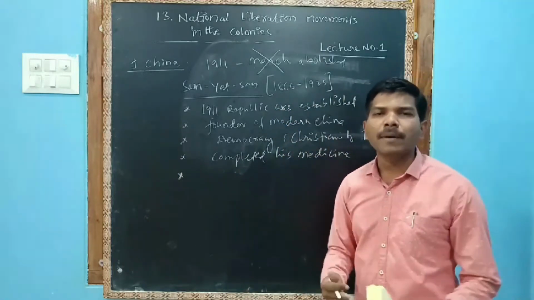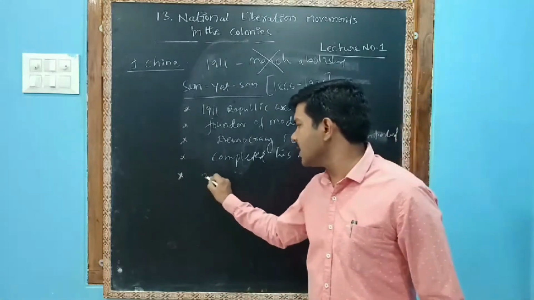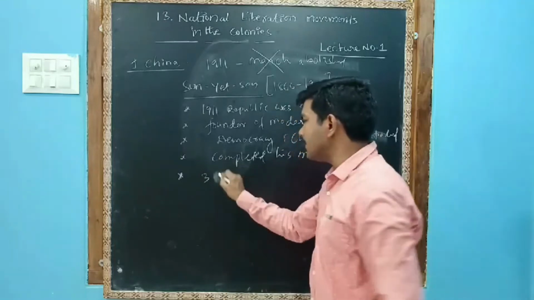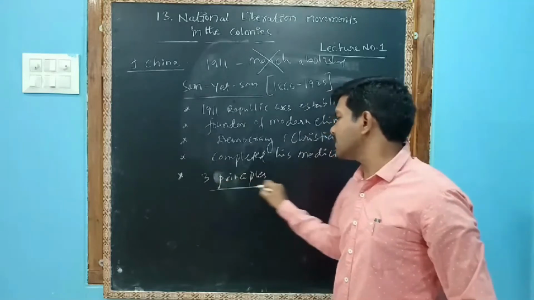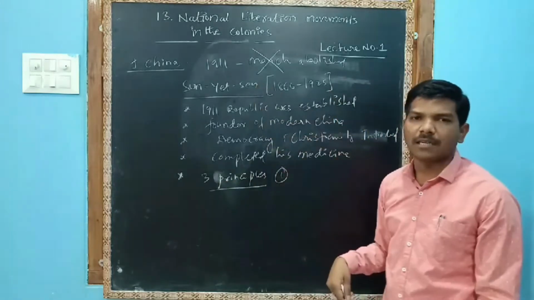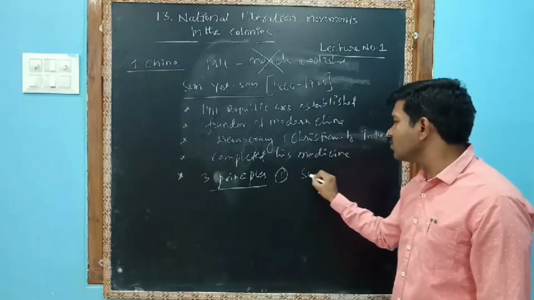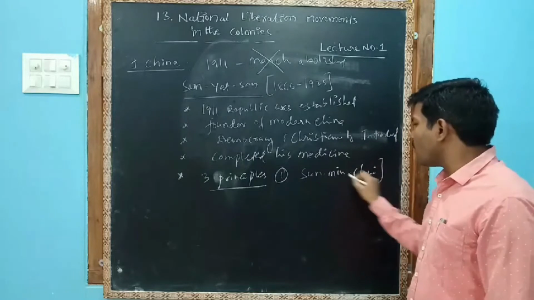Next, to bring development to modern China, he introduced three principles. I am writing here: three principles of Sun Yat-sen. What are these three principles? The three principles were Sun Min Chui. You can call them Sun Min Chui. So what is Sun Min Chui?